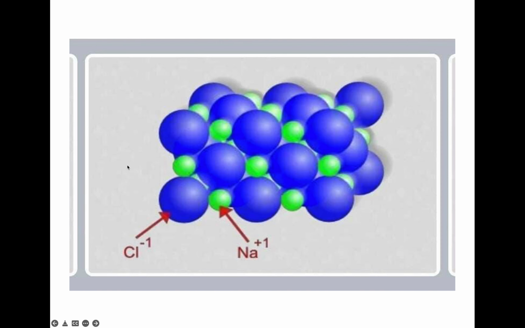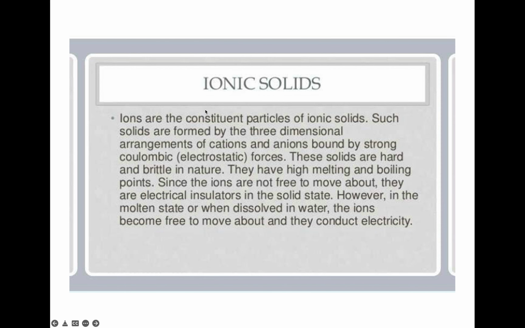Now see here the structure of NaCl. Na+ is shown in green color, and chloride ion is shown in blue color. So the sodium chloride structure is given here, and these are ionic solids. Ionic solids are made of ions. These solids are formed by 3D arrangements of cations and anions, held by strong coulombic or electrostatic forces. These solids are very hard and brittle, with high boiling and melting points. The ions are not free to move about, and they are electrical insulators in the solid state.